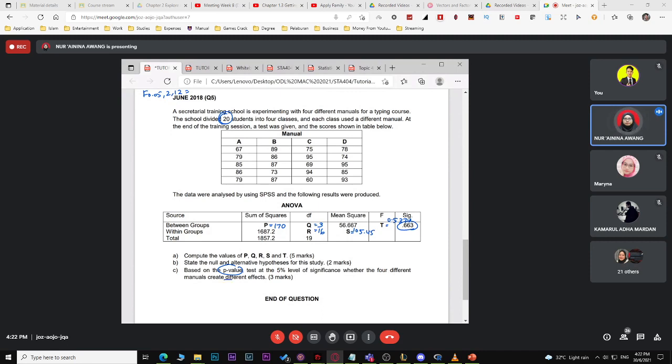So since the question here asks whether there is any difference, we say there is not enough evidence to say there is a difference. Okay. So this is how to answer the questions for ANOVA. Okay. So any questions before we look at the test of independence or chi-square distribution?